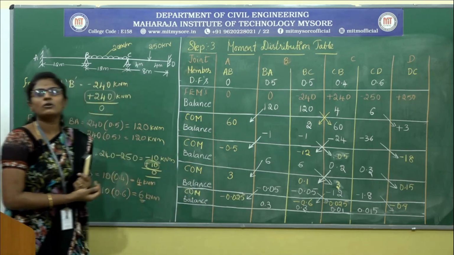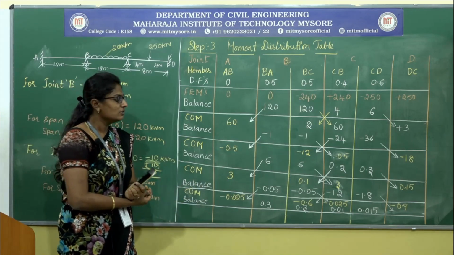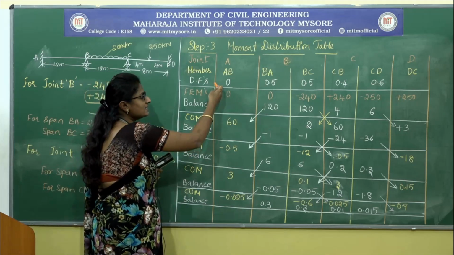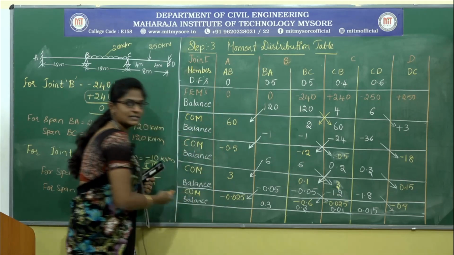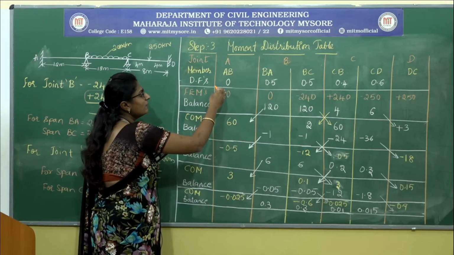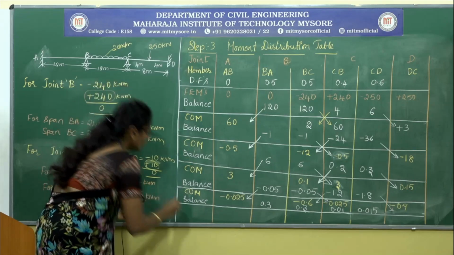So finally, we need to calculate the final end moments. To calculate the final end moments, we have to consider the moments starting from the fixed end moments. So add all the moments starting from fixed end moments to get the final moment values.